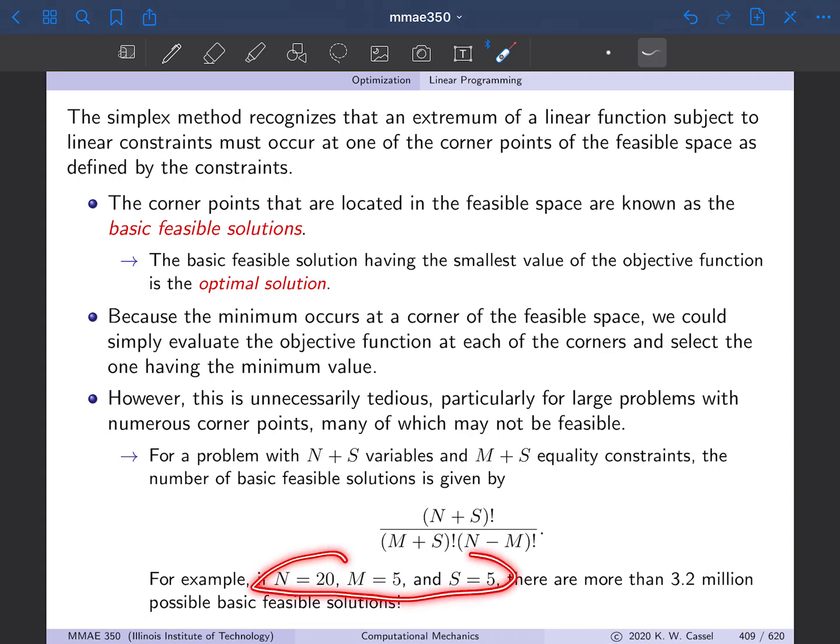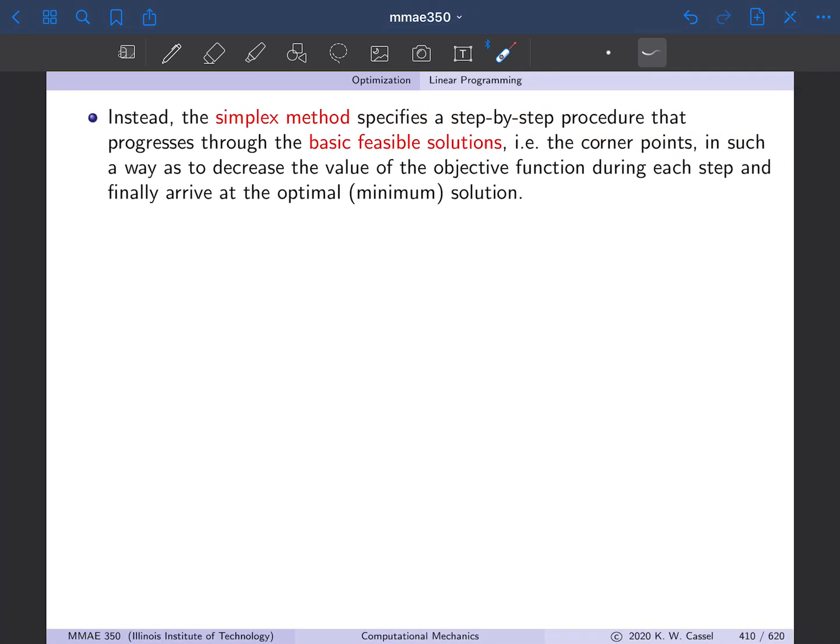And that's not even a very large problem. That's only 20 design variables. So you can see how quickly these grow. So just searching through all of the basic feasible solutions and calculating J and finding the one that has the smallest value is not very engineering like. So it's unnecessarily tedious and would take a great deal of time. So we'd like a better strategy for searching through.